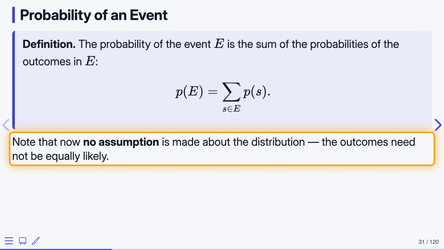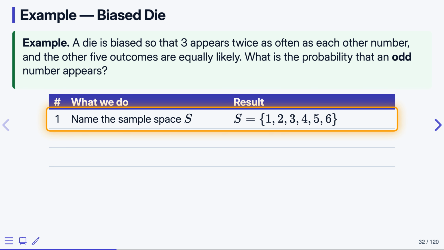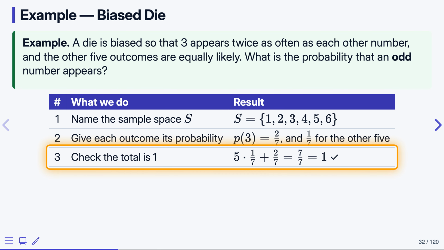Let's use the rule on a loaded die. 3 appears twice as often as each other number, and we want the chance of an odd number. Step 1. The sample space is the 6 faces. Step 2. 3 comes up twice as often as any other face. So give 3 the probability 2/7 and give each of the other 5 faces 1/7. Step 3. Always check the total. 5 faces at 1/7 is 5/7. Add 2/7 and we get 7/7, which is 1.